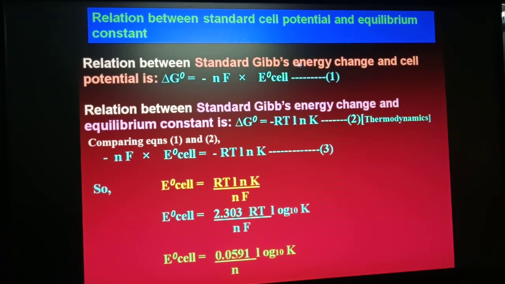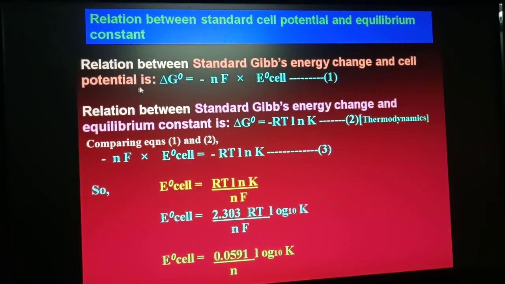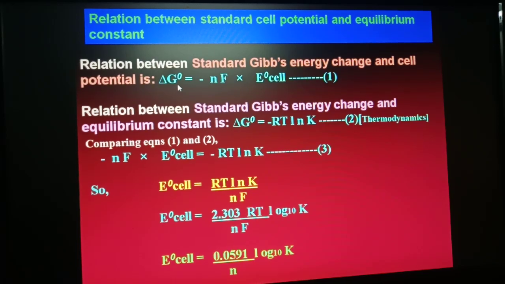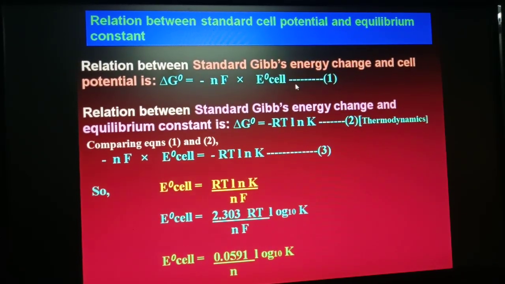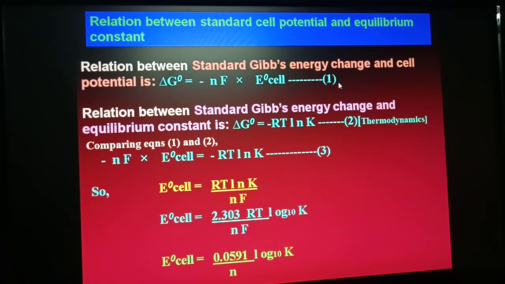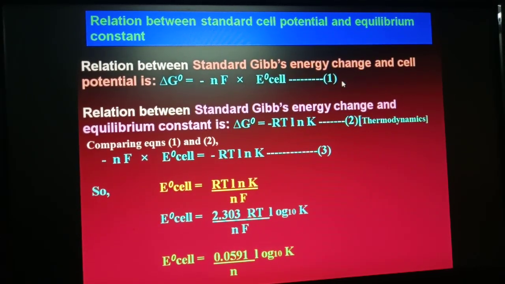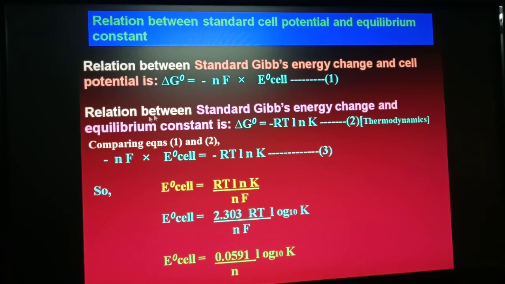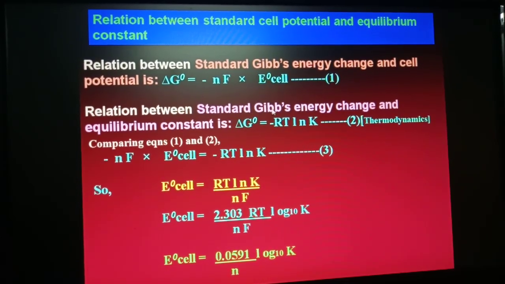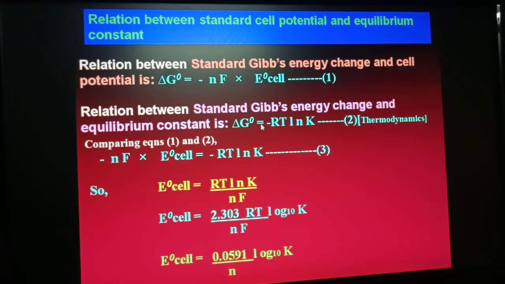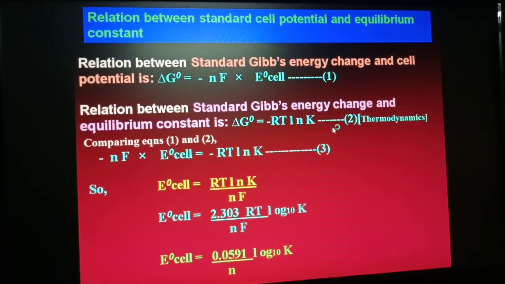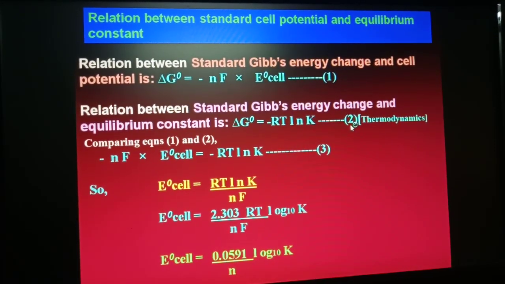The relation between standard Gibbs energy change and cell potential can be written as delta G0 is equal to minus nF into E0 cell. Let us consider this to be equation number 1. Now the relation between standard Gibbs energy change and equilibrium constant can be given as delta G0 is equal to minus RT log of K. Let us consider this to be equation number 2.